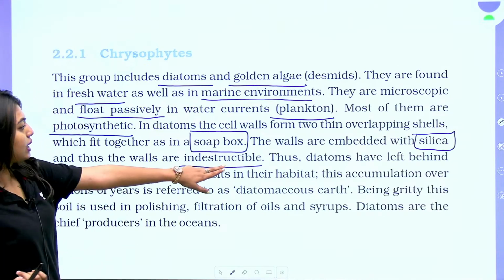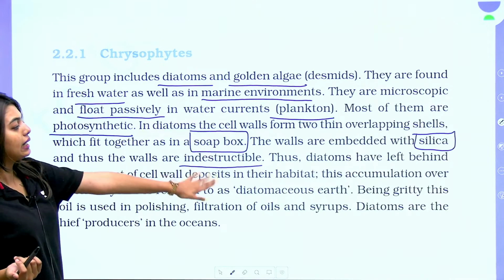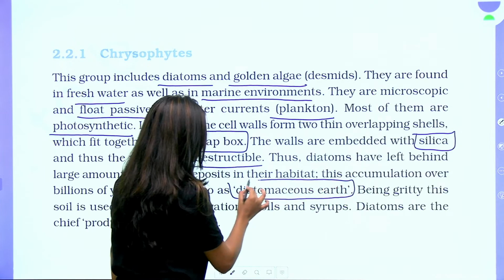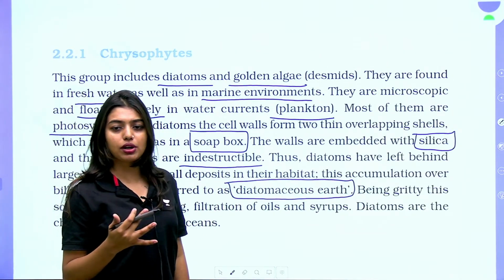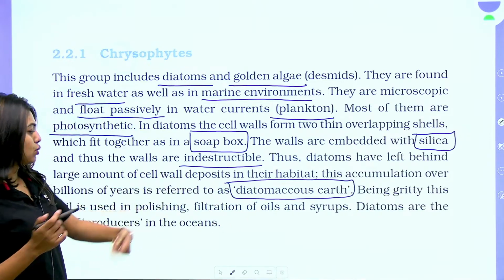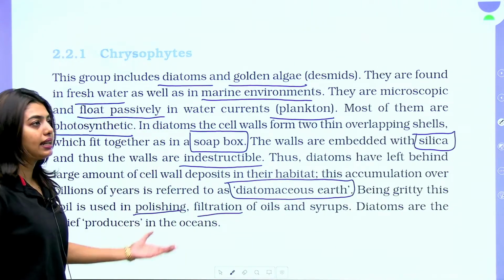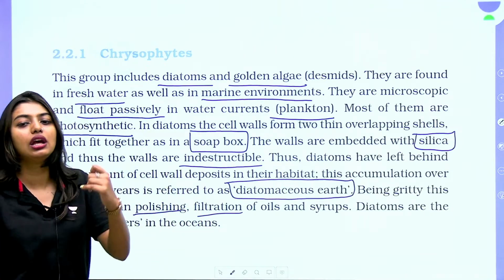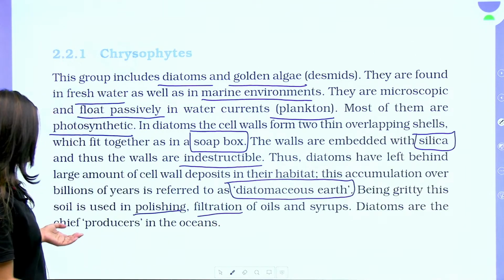Now, the diatoms have left behind a large amount of cell wall deposit in their habitat and this leads to diatomaceous earth. Students, again a very common question from NEET. So, do understand diatomaceous earth. It is used for polishing, and filtration of oils and syrups. And diatoms are the chief producers of the ocean. They can ask you a question, which is the chief producer of the ocean. Got it?